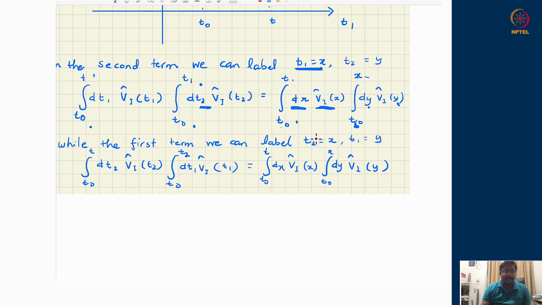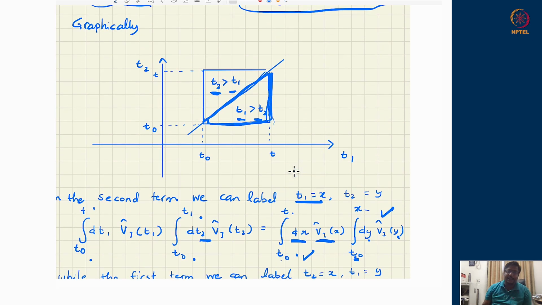While for the upper triangle, I can again do a relabeling. In the upper triangle, I am going to call t2 as x and t1 as y. If I do that, you can realize that even the upper integral becomes the same thing. There is a dy which runs from t0 to x, like here, and this x runs from t0 to t, like here. So you see, the upper triangle and the lower triangle are not different. They are exactly one and the same thing. Therefore, the full square is just double of one of the triangles, either the upper one or the lower one.